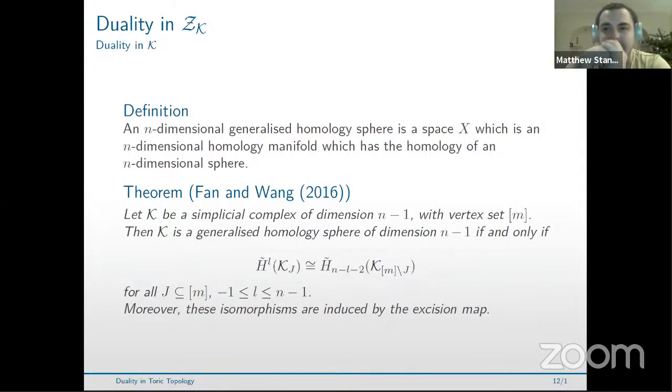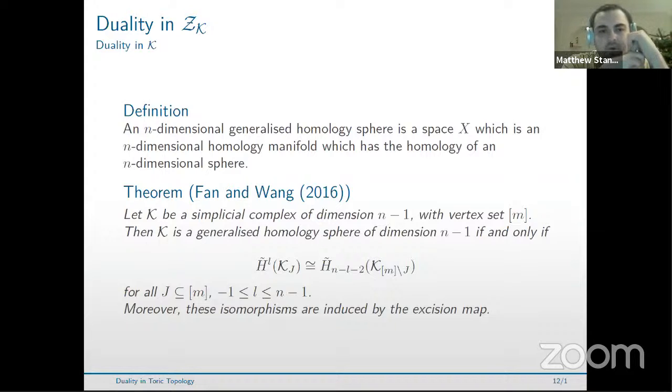Now, I just want to give the definition of a generalized homology sphere. A generalized homology sphere is a space which is an n-dimensional homology manifold which has the homology of an n-dimensional sphere. And this is something which I said verbally earlier, but just to give it formally, that's what a generalized homology sphere is. You could say that it is a homology sphere, but that sounds kind of stupid.